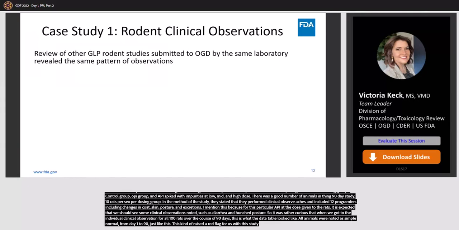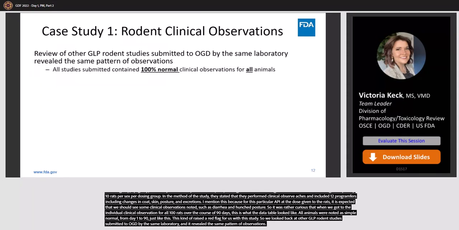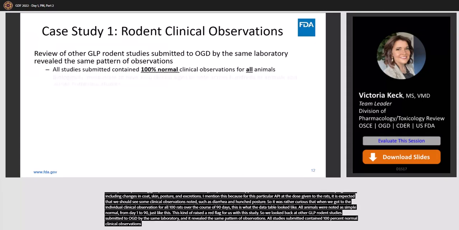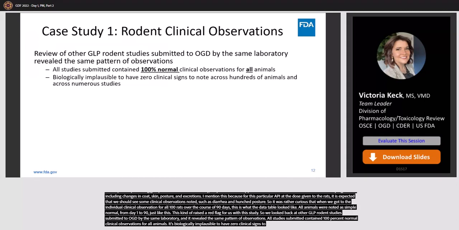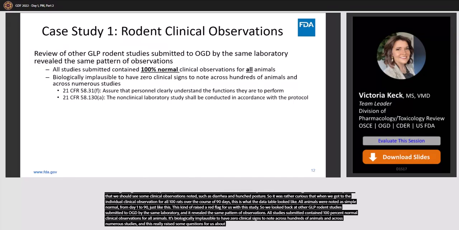So we looked back at other GLP rodent studies submitted to OGD by the same laboratory, and it revealed the same pattern of observations. All studies submitted contained 100% normal clinical observations for all animals. It's biologically implausible to have zero clinical signs to note across hundreds of animals and across numerous studies. And this really raised some questions for us about the validity of these GLP studies.